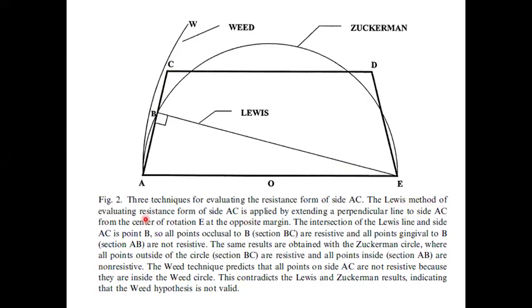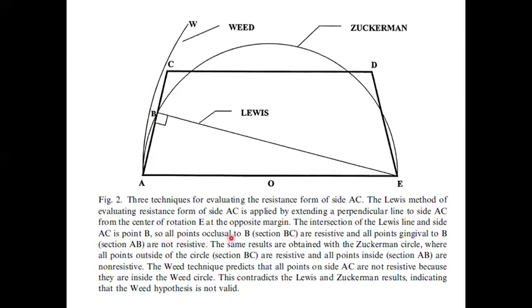So the Lewis method of evaluating the resistance form for the side AC is applied by extending a perpendicular line to the side AC, which extends from point E to B. So the intersection of the Lewis line on the side AC is point B.